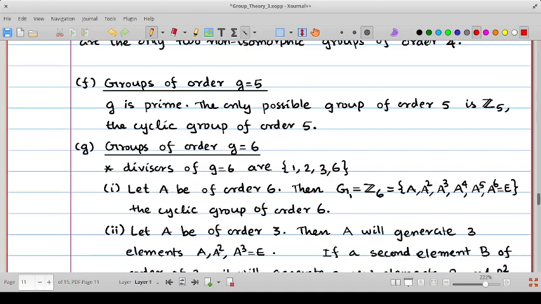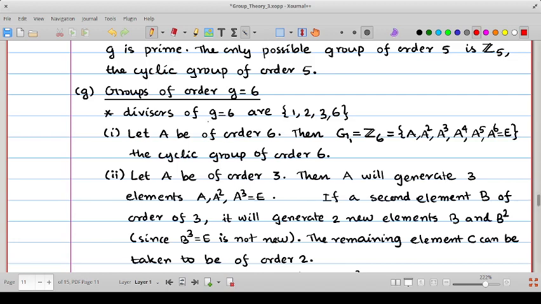We next move on to distinct groups of order 5. So the order of G is equal to 5, which is a prime number, and we already know that if the group is of prime order, then the group should be a cyclic group. So the only possible group over here is Z5, which is the cyclic group of order 5.